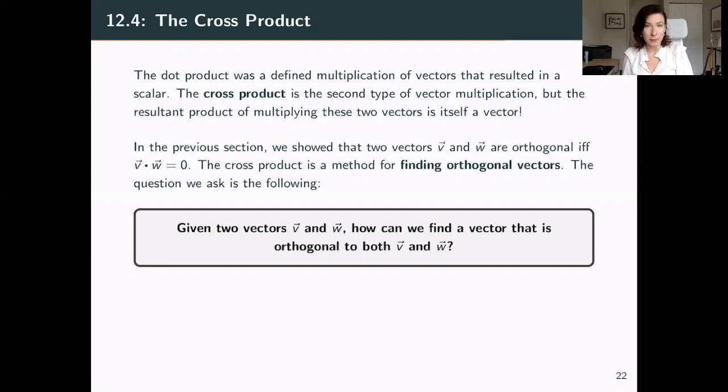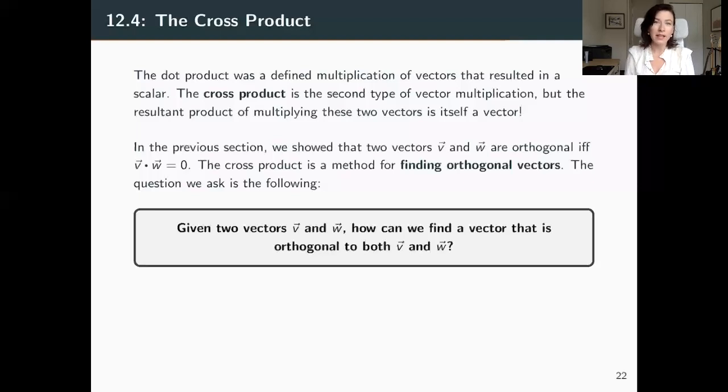We will use it moving forward as we shift our discussion to the second conceptualization of vector multiplication, the cross product. Recall that when we worked with the dot product, the result was a scalar, a constant, a real number. However, with the cross product, the resultant product is going to be a vector itself. The question that we want to answer is, given two vectors, V and W, can we find another vector that is orthogonal to both V and W at the same time?